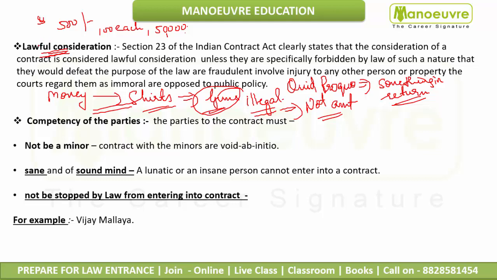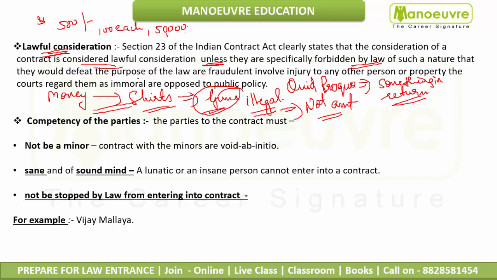Let's see what the section says. Section 23 of the Indian Contract Act clearly states that the consideration of a contract is considered lawful unless, meaning these things should not be in it. The word is unless, which is negative. They are specifically forbidden by law, okay? Something that is forbidden by law. So if you are dealing with guns, then it is unlawful, correct?